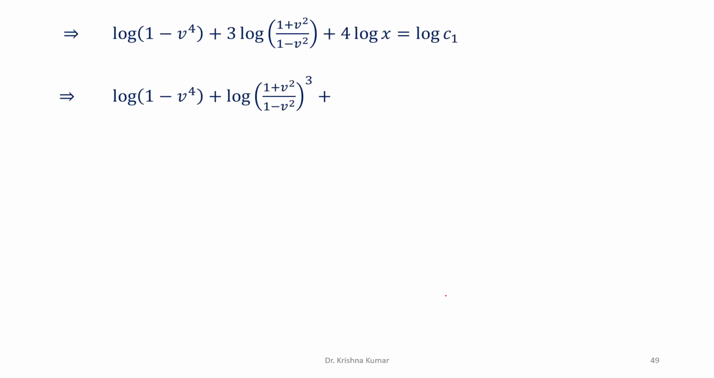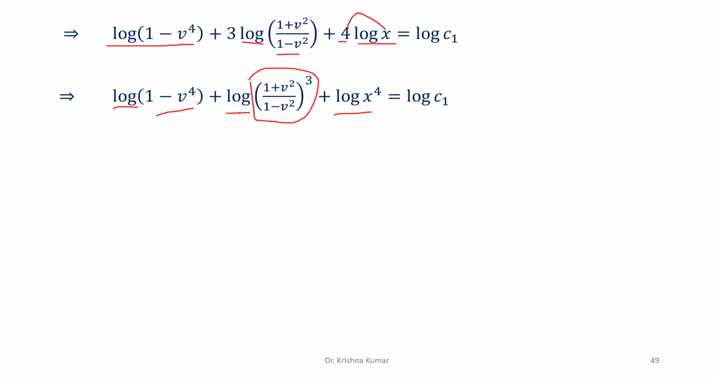Okay, so now what we are doing? Now there is no change in the first term. These 3 log m can be written as log of 1 plus v square upon 1 minus v square whole to the power 3, right? Plus 4 log x can be written as log x to the power 4, which is equal to log c1. So this is a log function, this is a log function, this is a log function.